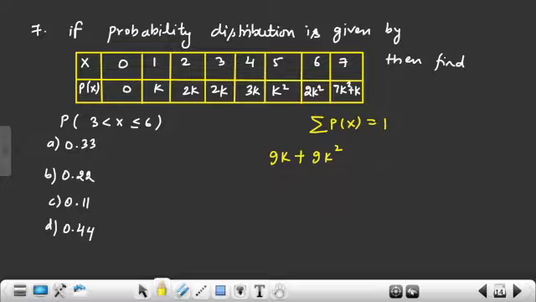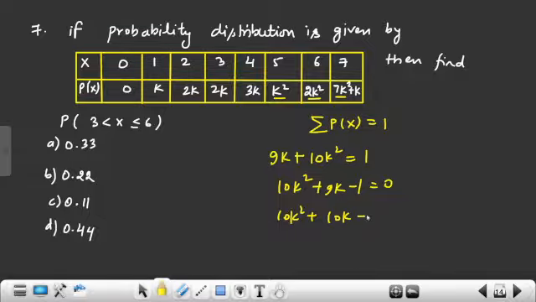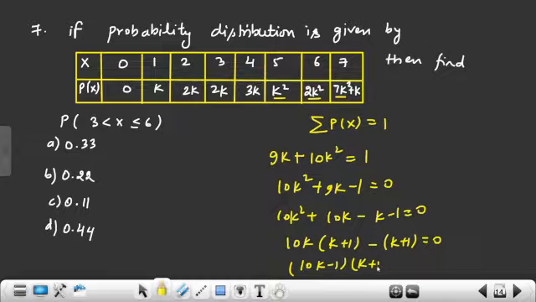10k square basically, not 9k square, plus 10k square, 7 plus 2 plus 1. Let's calculate this again. 4, 5, 3, 8, 9, correct, equals to 1. So 10k square plus 9k minus 1 equals to 0. Now can we do the factor? Yes sir. 10k square minus k minus 1. 10k is common, so it is k plus 1 minus k plus 1. So 10k minus 1 into k plus 1.